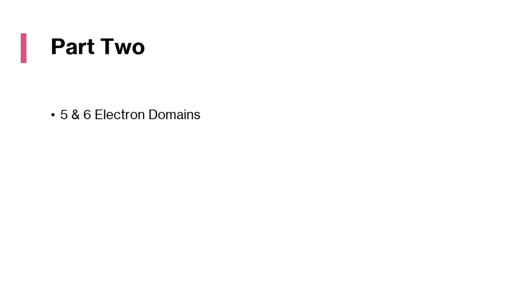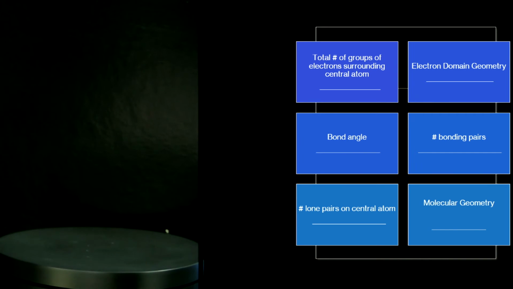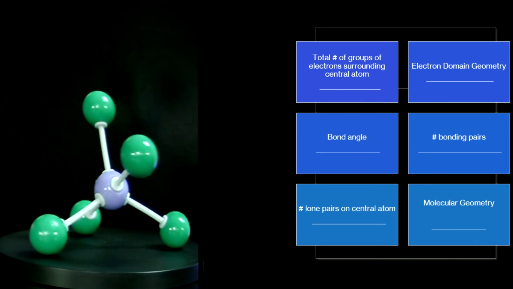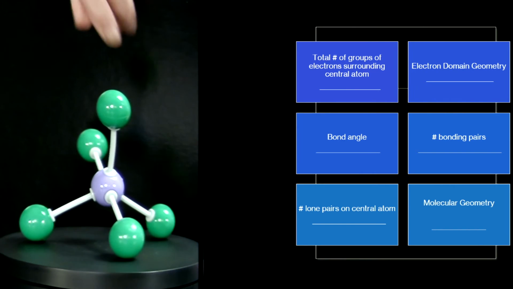So now we're going to move into the second part of this live stream, where we're going to focus on electron domains that have 5 or 6 different electron domains. Again, we're focusing around our central atom. So the first one we want to look at is PCl5. So this time I'm going to bring up PCl5. So taking a moment to look at it and figure out the angles.